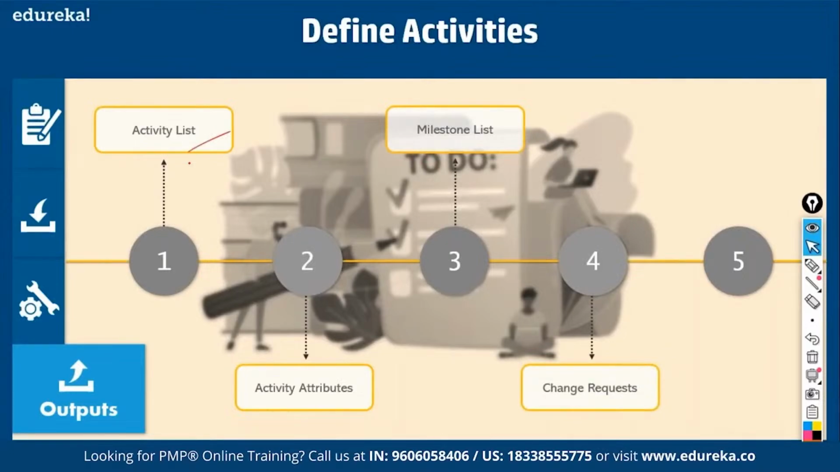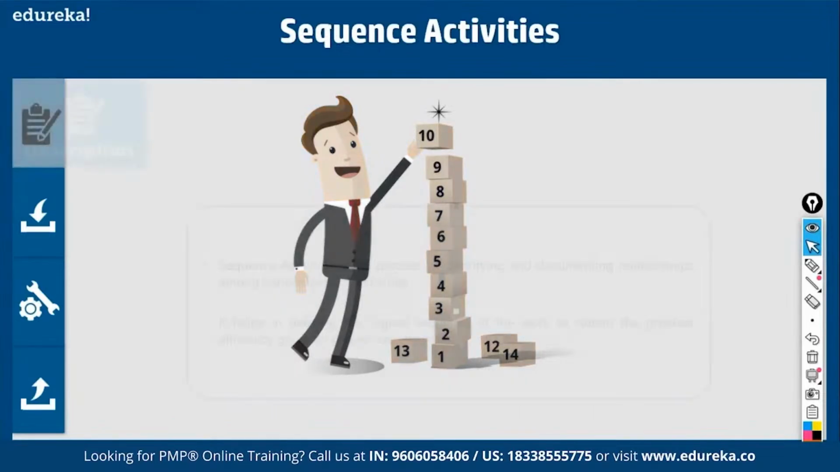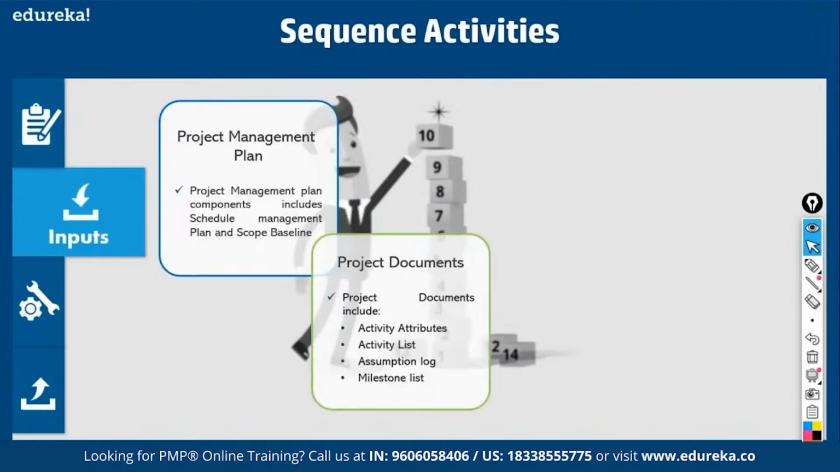Change requests. So when you do the decomposition, you may make some changes to the plans and the plans get updated. That is what is called define activities. The next one is sequence activities. So what do you do here? You create network diagrams. That is what I told you, isn't it? This is a process of identifying and documenting relationships among various project activities. The project management plan tells you how to decompose the scope baseline into activities and how to sequence them.